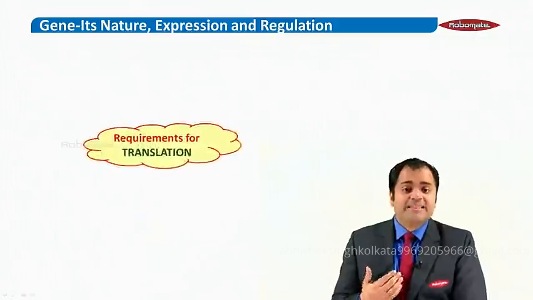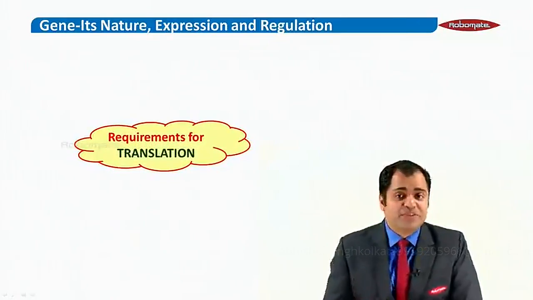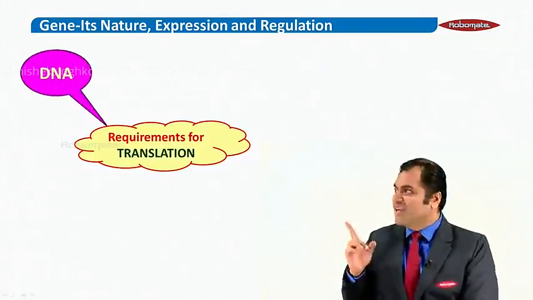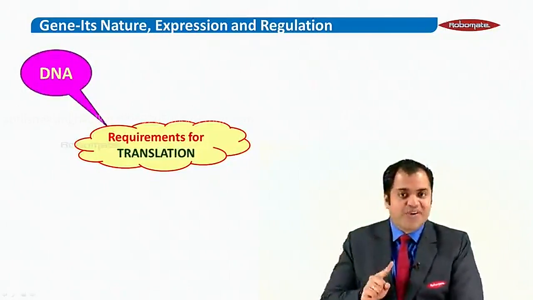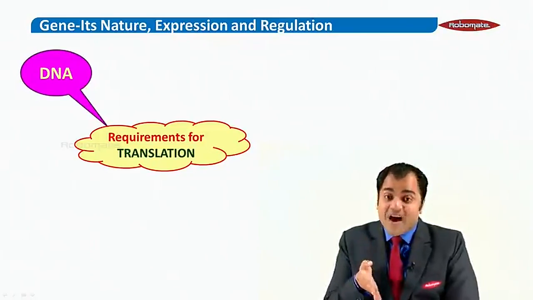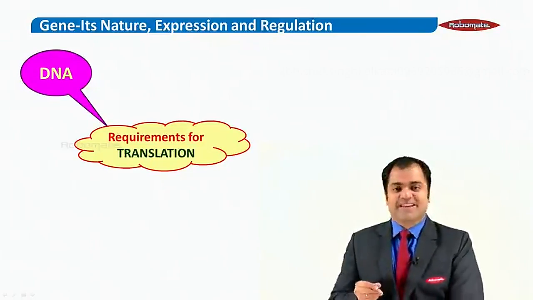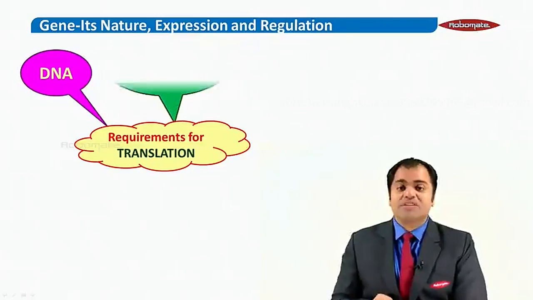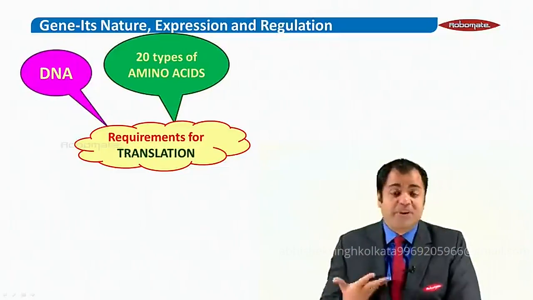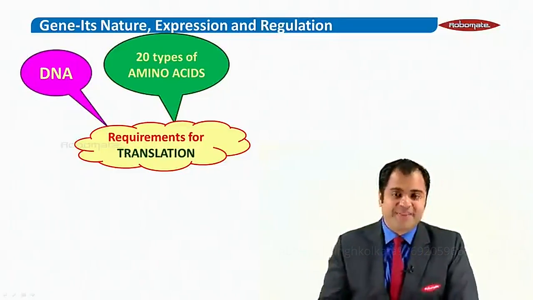Now, let us see what are the requirements for translation. Translation first requires a molecule of DNA. Do not forget, it is DNA which will give you RNA, and then the RNA will give you the protein. Is that okay? Then we also require 20 types of amino acids. We don't know which amino acid will be required when.